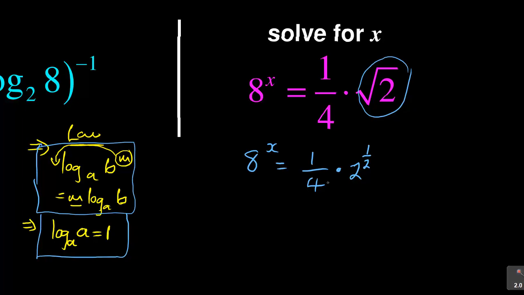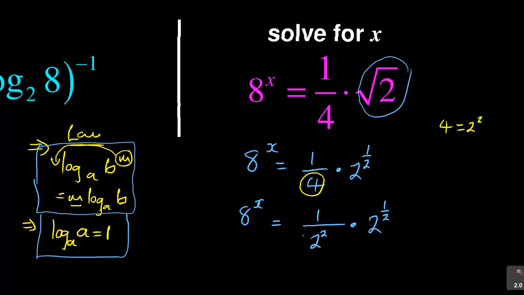Then the next thing is to convert this 4. Remember 4 is equal to 2 squared. So it will then become 8 to the exponent x is equal to 1 over 2 to the power of 2 times 2 to the power of 1 over 2. My aim is to try as much as possible to make everything in terms of 2.